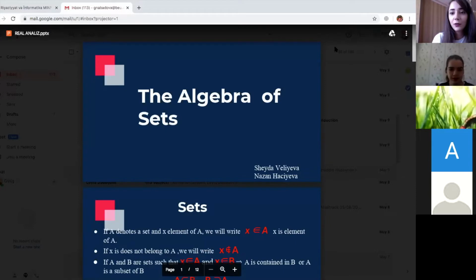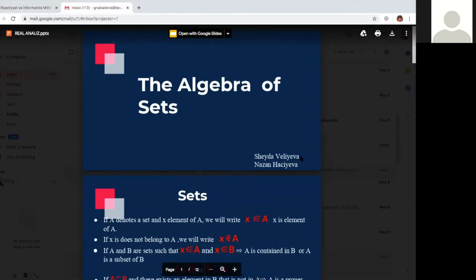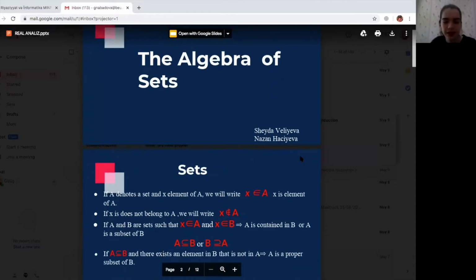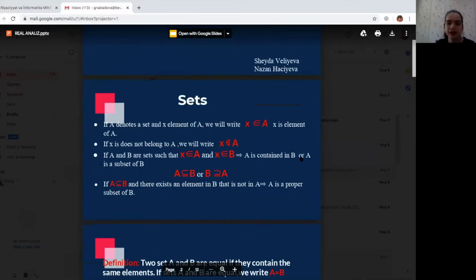The algebra of sets. Please, Şeyda. Our topic is the algebra of sets. What's a set? If A denotes a set and x is an element of A, we write x is an element of A. If x does not belong to A, we write it like this.